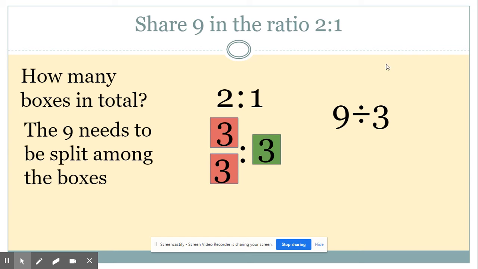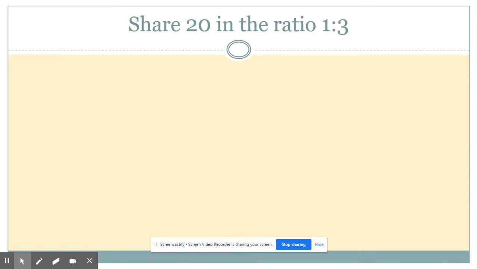So now I have to write, so 2:1, 2 has 2 boxes, each has 3, which will become 6, and 1 has 1 box of 3, which will remain as 3. So final answer to this question will be 6:3. That is how to share 9 in the ratio 2:1. Let's look at another example.